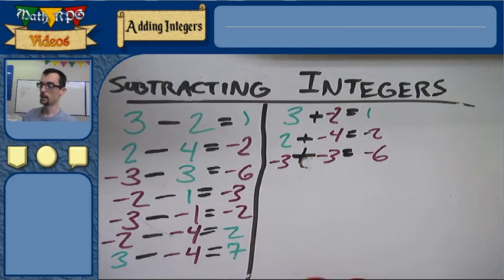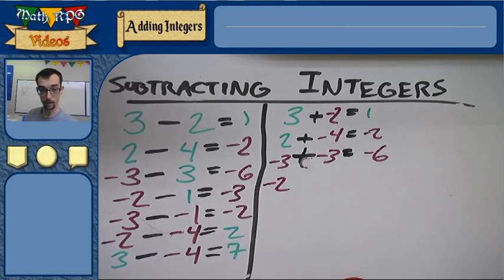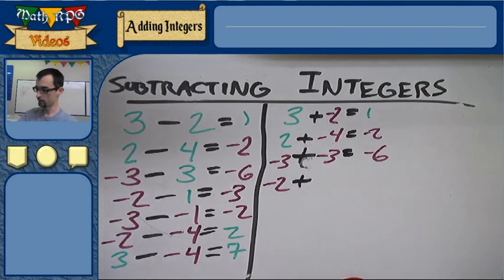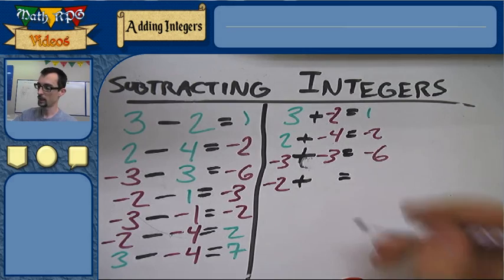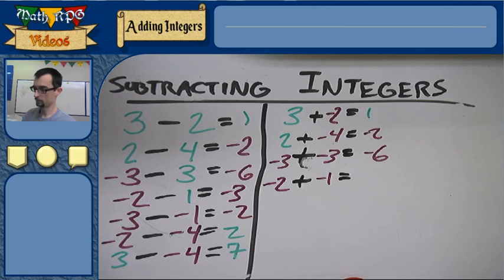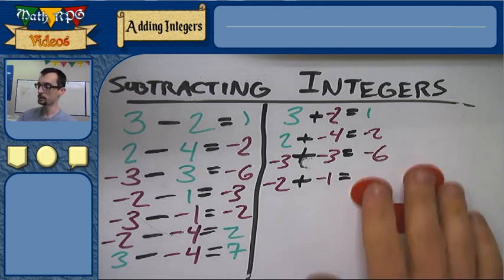All right. How about the fourth one? So we had negative 2. Before we were subtracting positive 1. But now we're going to add negative 1 to see what we get. We're going to add negative 1. So we start off with negative 2, add negative 1, and we end up with negative 3.